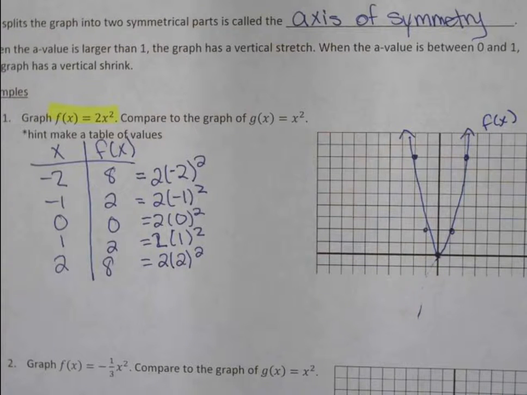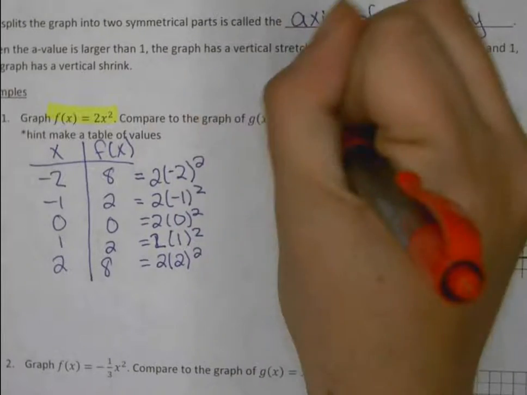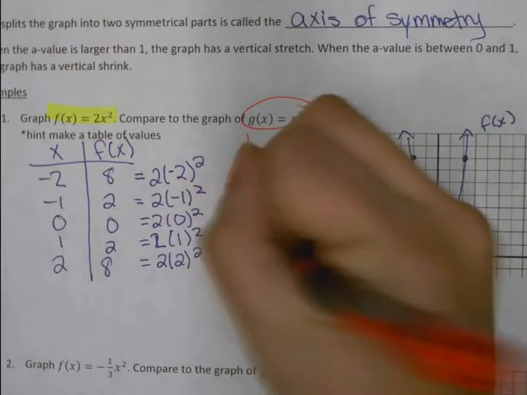So then I have this graph is f of x because of the name. And then it also wants me to compare to the graph of g of x equals x squared. So I'm going to make another table of values to graph this one.